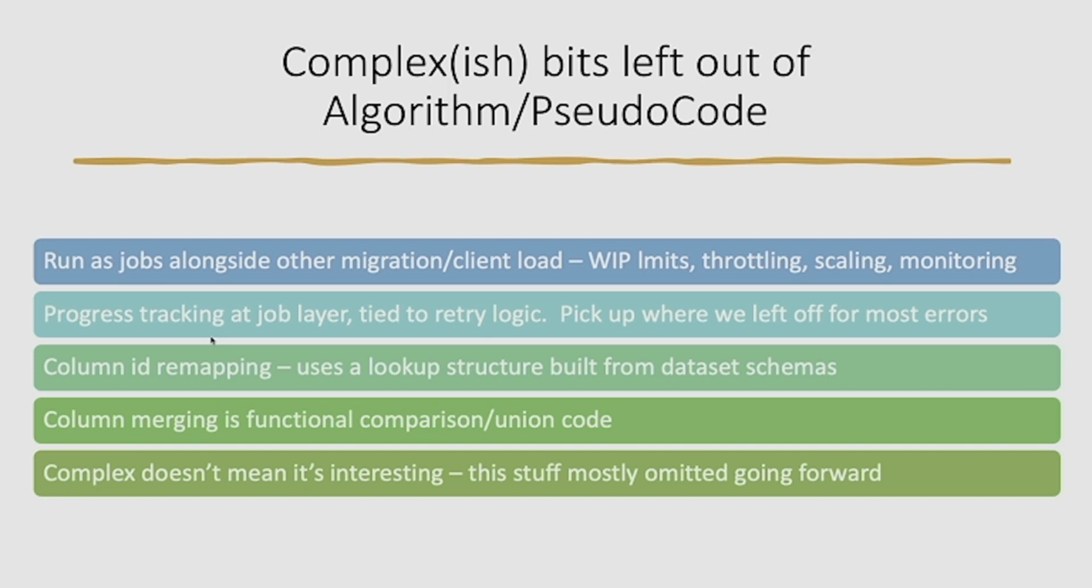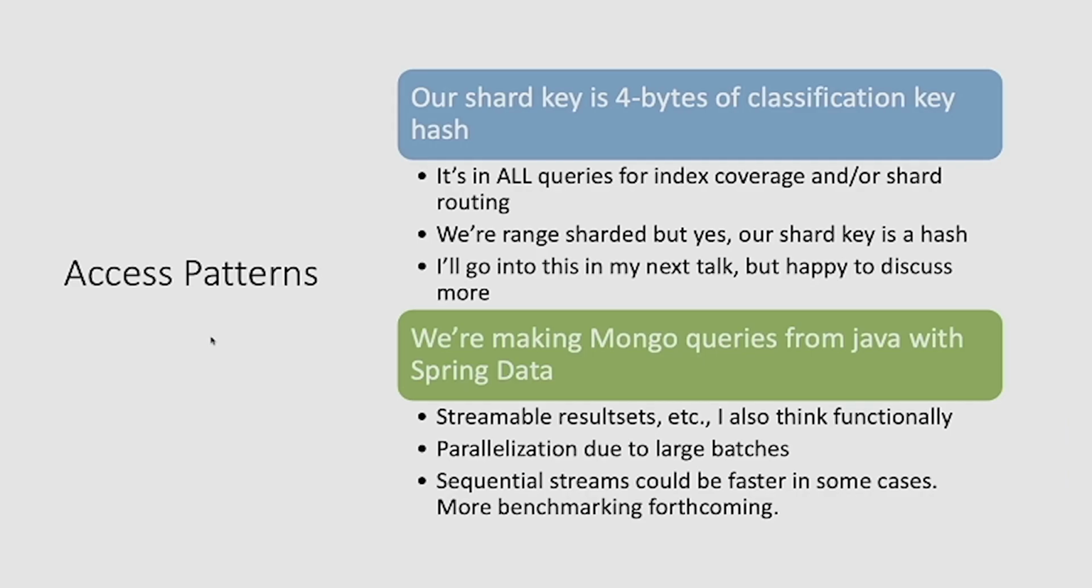Column ID remapping, as I said, uses a lookup structure that gets passed around. And column merging is functional comparison and union code. It works very similar to how you might think, but I don't show it really. Complex doesn't mean this stuff is interesting. It's mostly omitted going forward.